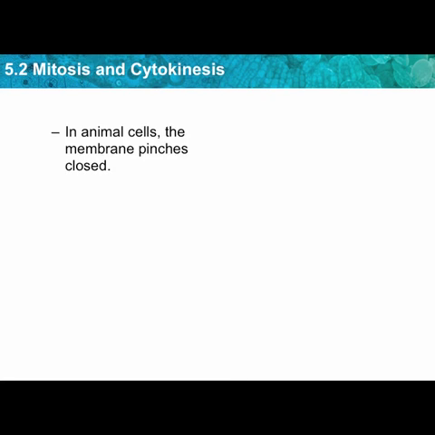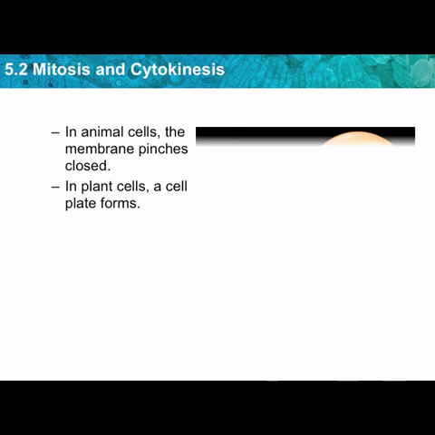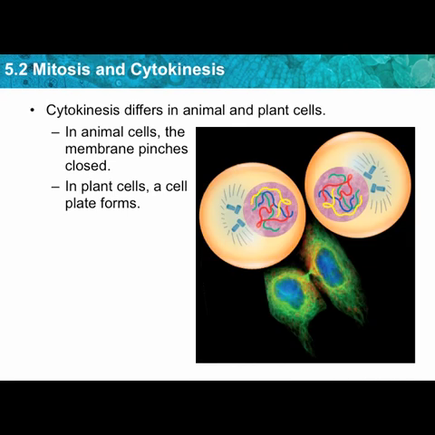And then we need to divide the cell, the cytoplasm. In animal cells, the membrane pinches closed, like squeezing a water balloon. In plant cells, a cell plate, to become a cell wall, forms between the two. And there we have the pinching going on in an animal cell, and you end up with two identical cells. There's a plant cell, which is more rectangular shaped. A wall would form down the middle, and you'd have two smaller cells.